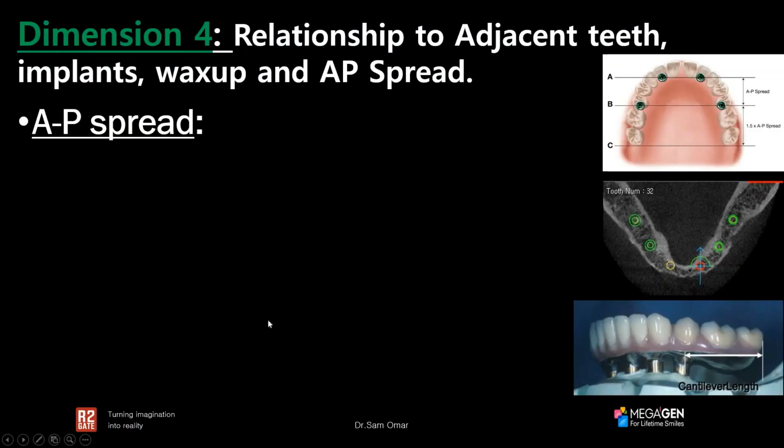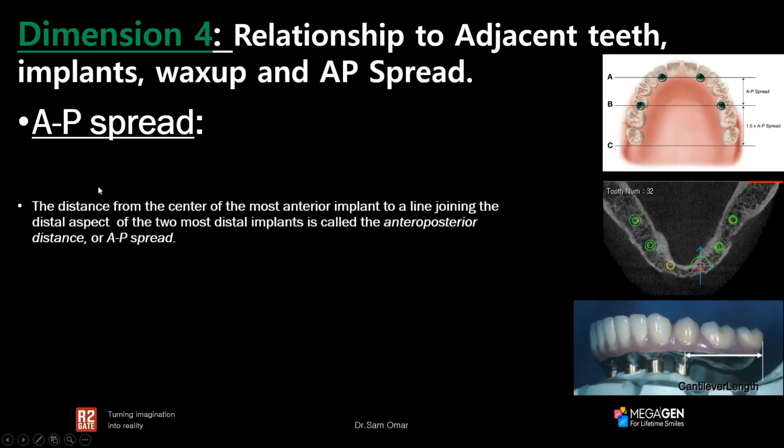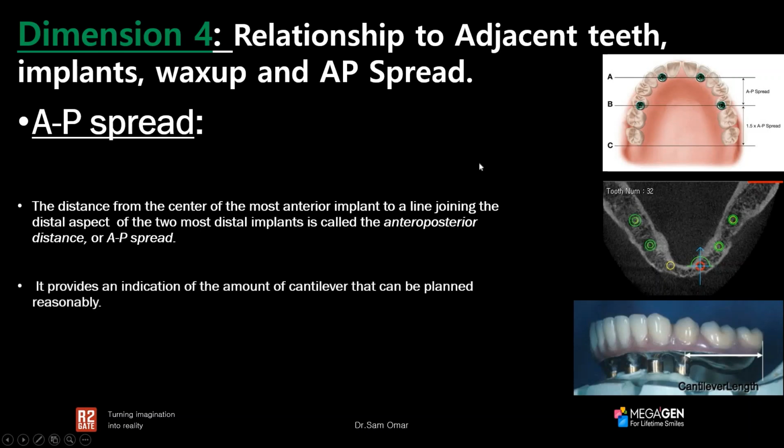Also, dimension number 4 is what we call AP spread. AP spread is the distance between the center of the two most anterior implants to the distal aspect of the two most distal implants. So this distance right here is what we call AP spread, or anterior-posterior spread. And it provides an indication of the amount of cantilever that can be planned reasonably. And this is what we mean by cantilever, which is the part of the prosthesis that is not supported by an implant.